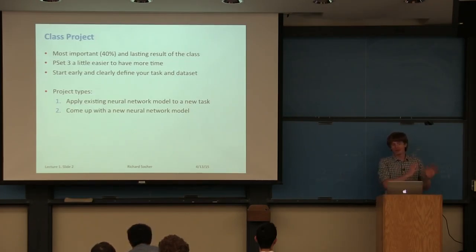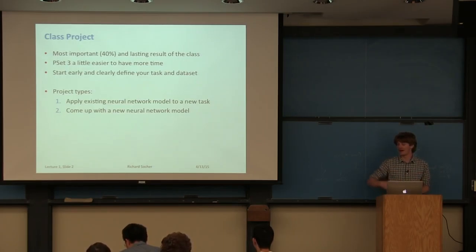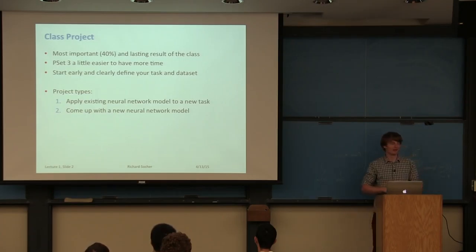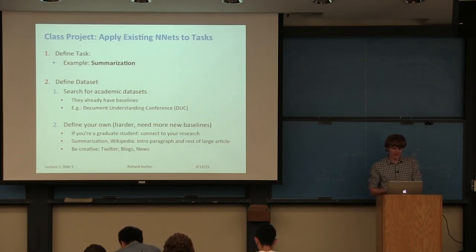Most of you will either apply an existing neural network type model, most likely one that we'll go through in class, we'll go through all the major ones, and apply it to some interesting new task. And then the second one is also harder than the first one because in some sense it's a superset. You have to do all the stuff of the first project type and then implement your own interesting new model. So let's go through the steps that you'll most likely have to do for a successful class project, and then we can move on to backpropagation and neural nets today.